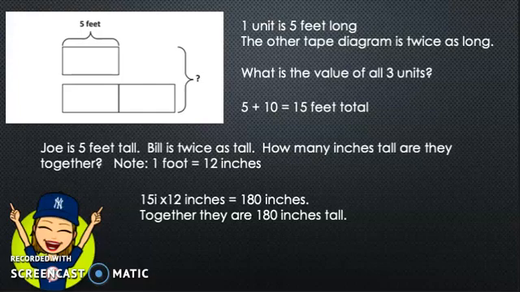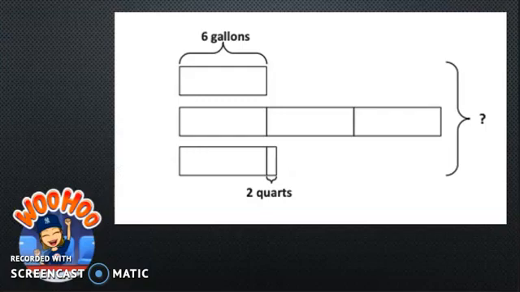Great job, friends. Now, I know some of you are like, Miss Phillips, what? There's no way Bill can be 10 feet tall. And I agree. This was just our first example, and we want to make sure that our word problems are reasonable. So let's try another one.